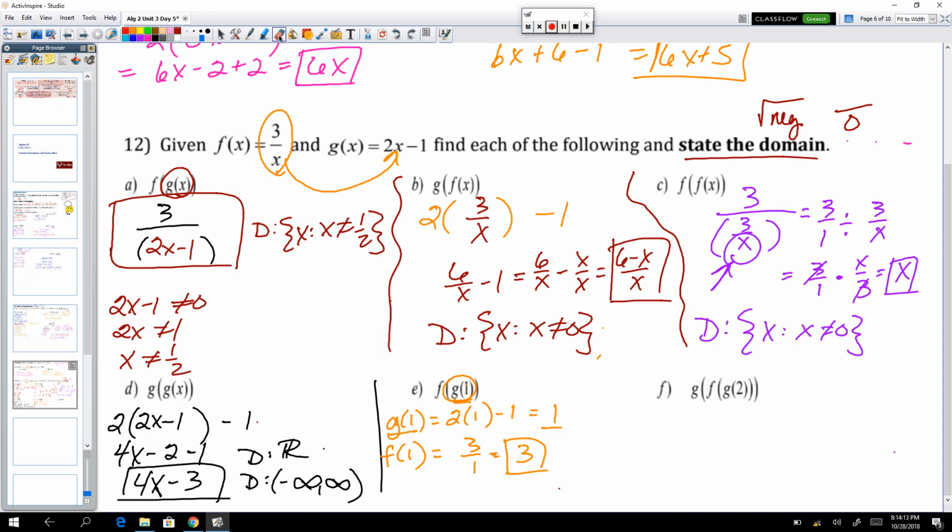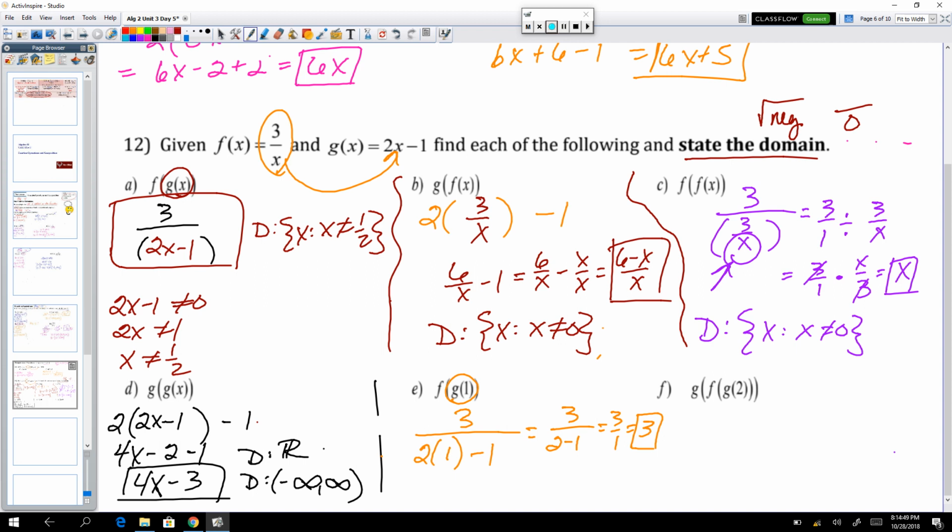If you would like to do this all in one step, which I know some students prefer to do, let me show you how you would do it. You would take the f function, which is 3 over x, and for x, you would take g of 1 and put it down there, so you would say 3 over 2 times 1 minus 1. So I know some students like to do this all in one step instead of breaking it out, and that's totally fine. That would be 3 over 2 minus 1, which is 3 over 1, which is, of course, 3, the same thing we got when we did it in 2 steps. Either one is fine with me. I tend to like to break it out just because I make mistakes when I try to do things all at once, but if you need to do it all in one step, that's completely fine.